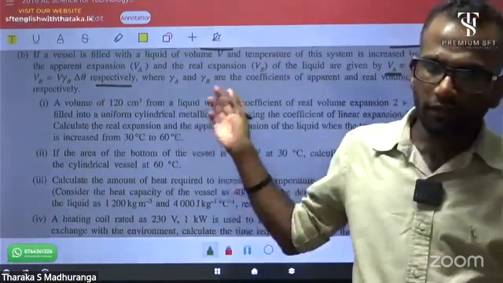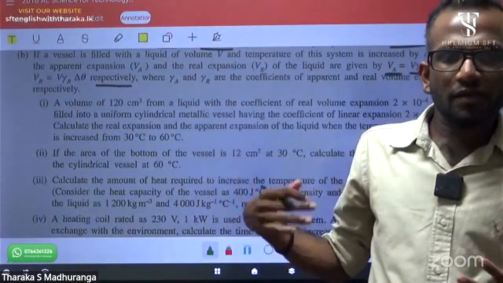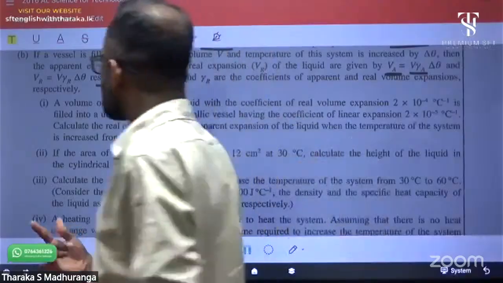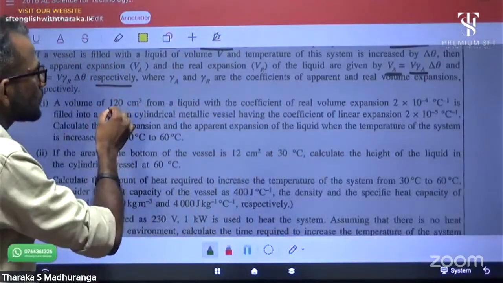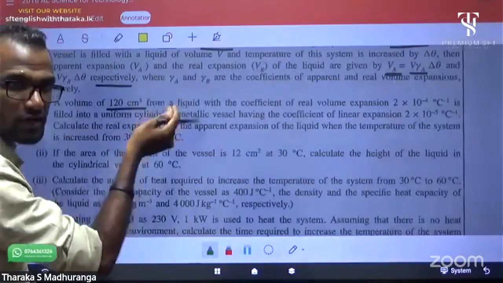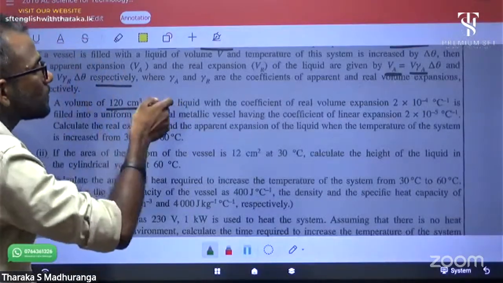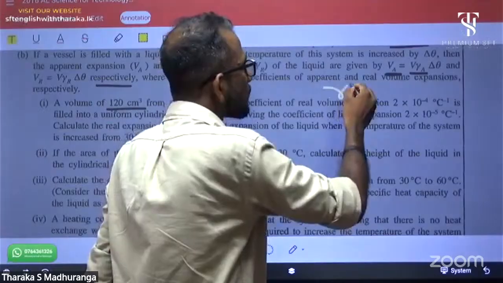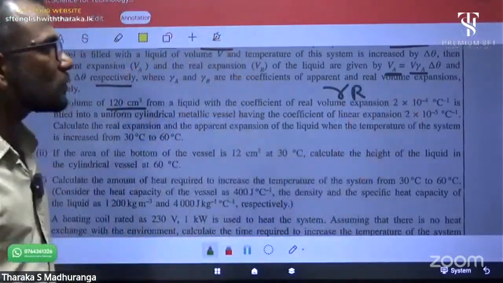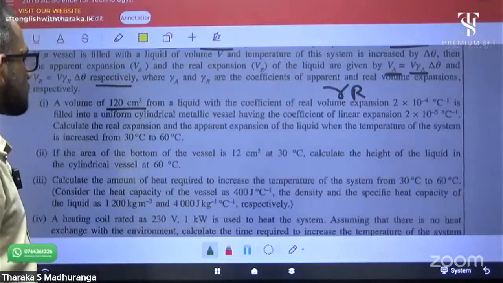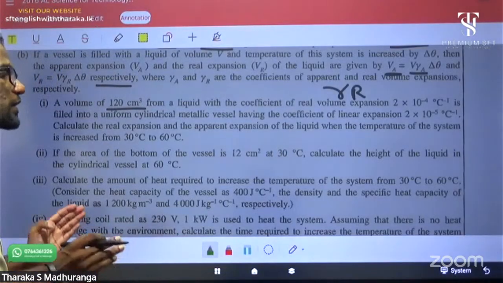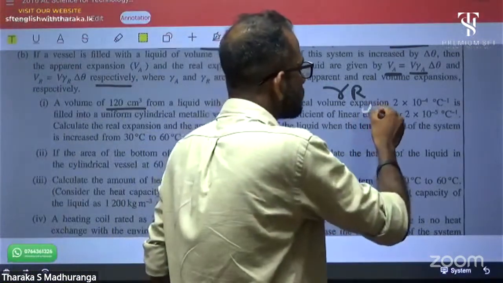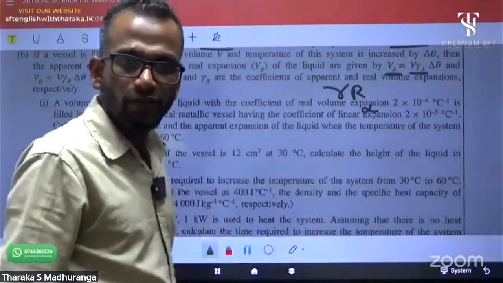Now, it looks a little bit complicated, right? But it is a very simple thing they are asking. A volume of 120 cubic centimeter, that means V, or V1, the initial volume of the liquid. A liquid with coefficient of real volume expansion, gamma R, 2 into 10 to the power minus 4 per Celsius, is filled into a uniform cylindrical metallic vessel having the coefficient of linear expansion. Linear expansion means alpha, right? Alpha equals 2 into 10 to the power minus 5 per Celsius.